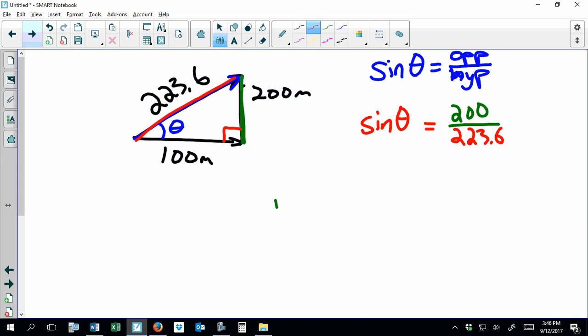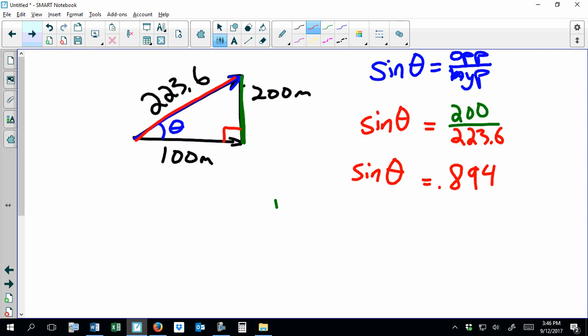So if I take 200 divided by 223.6, I get 0.894, but that still equals the sine of the angle. I have not found my angle yet. A lot of people tend to stop here, but we need to take one more step.